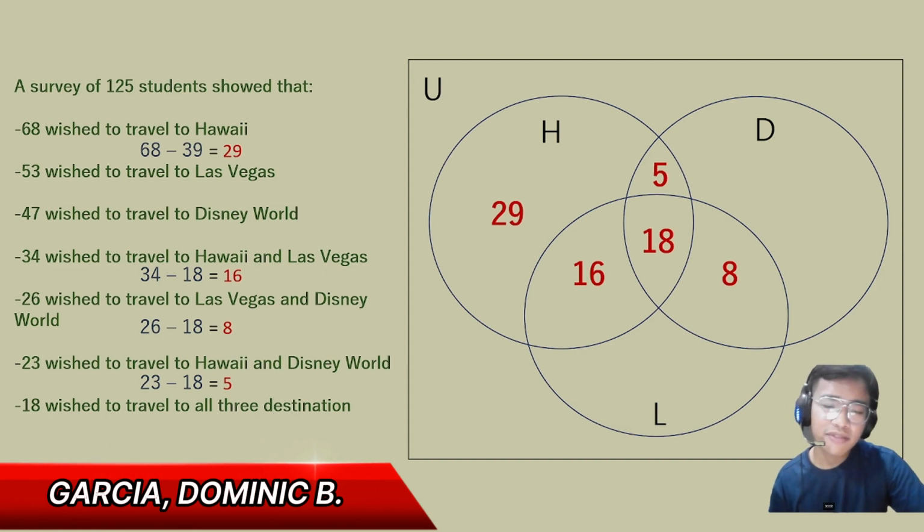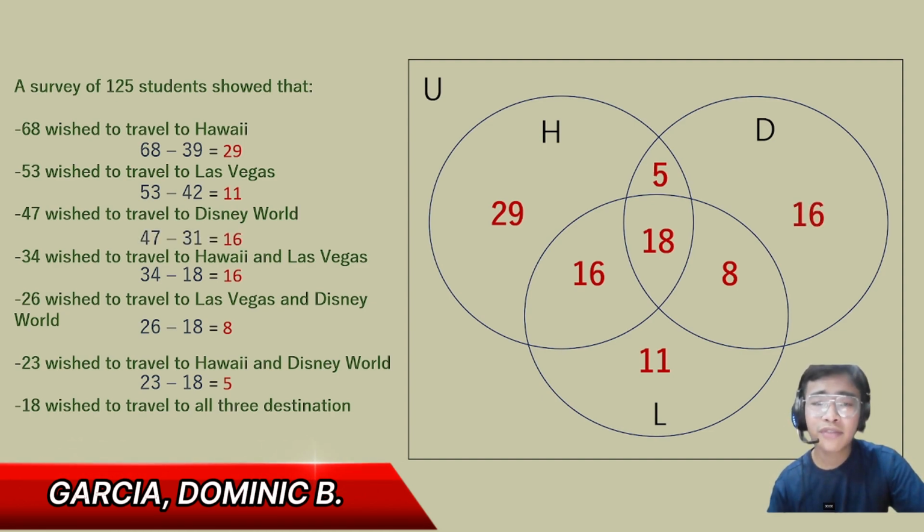68 wish to travel to Hawaii. To get the value of this, 68 is subtracted by 39, which is equal to 29. How come 39? As you can see, I added the values 16, 18, and 5. That's why I get the value of 39. So 68 minus 39 is equal to 29. Same process for travel to Las Vegas and Disney World. So 53 minus 42 is equal to 11. And 47 minus 31 is equal to 16.